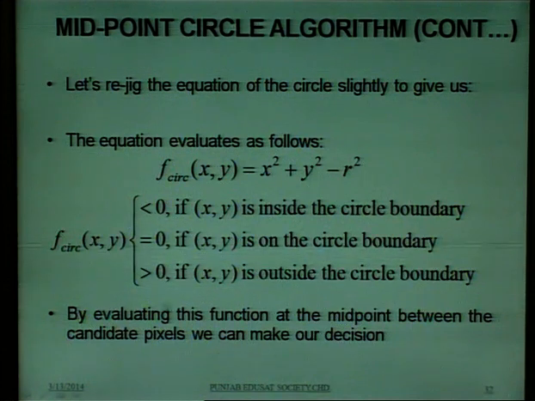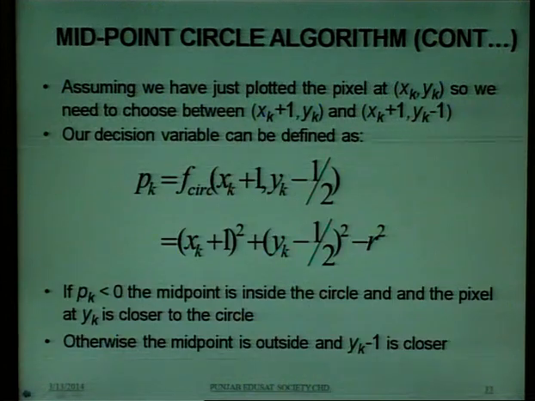There are 3 values corresponding to the function of x and y. If the value is 0, this is a pixel which is on the circle boundary. If the value is less than 0, then the pixel is lying inside the boundary. If the value is greater than 0, then the pixel is lying outside the boundary. By evaluating this function at the midpoint between the candidate pixels, we can make our decision to choose the pixels which are closer to the circle boundary.